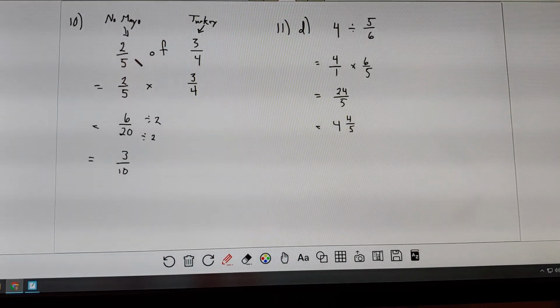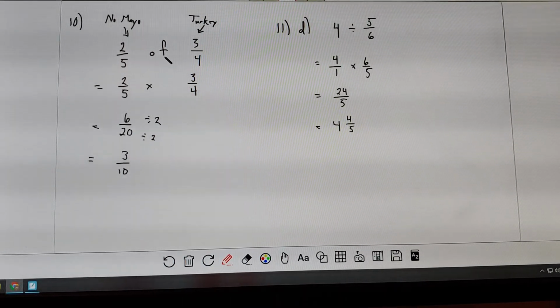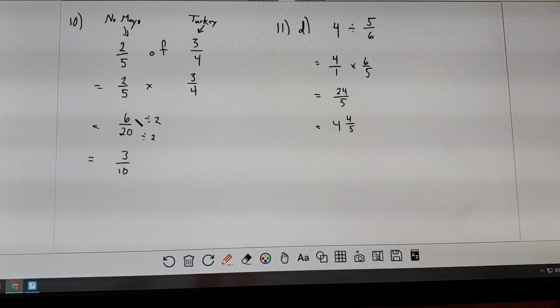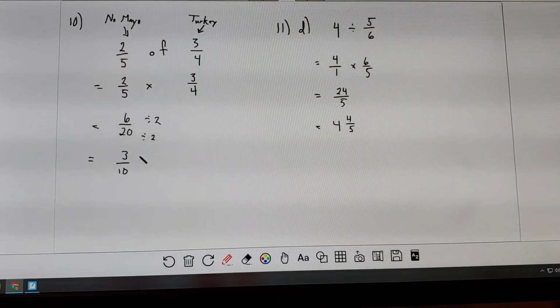So basically they're saying, how much is 2/5 of the 3/4? And we know of means multiply. So it's just 2/5 times 3/4. 2 times 3 is 6, 5 times 4 is 20, drop it into lowest terms, 3 over 10.